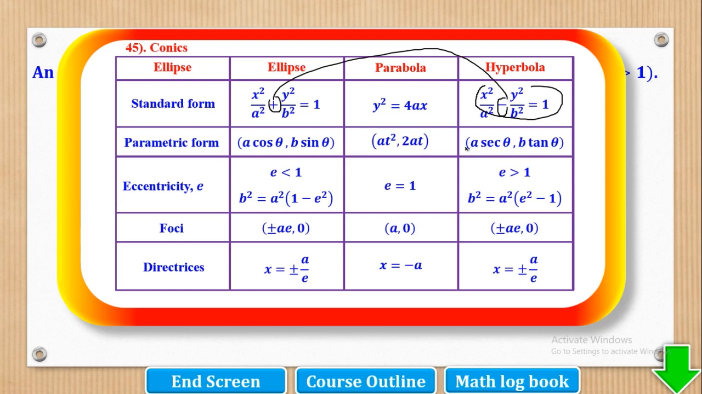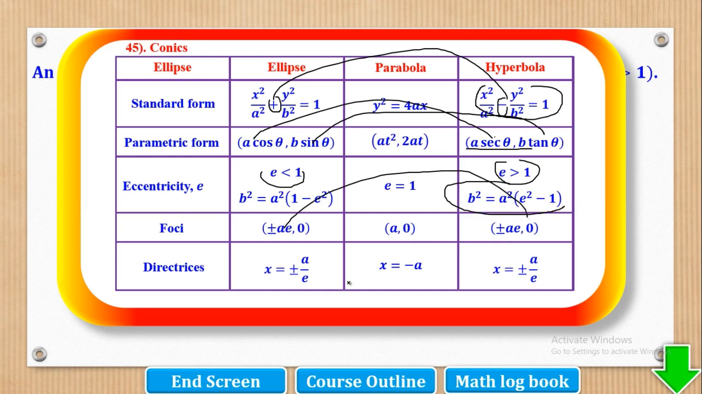Then the general point is here. Instead of cos we use sec, instead of sine we use tan. Then the eccentricity is greater than 1, whereas here it was less than 1. Then b squared, which was a squared times 1 minus e squared, is now a squared times e squared minus 1. So you need to know those differences. But the good thing is they allow you to go with your mathematical logbooks, so you can easily get them from there. Then the foci have the same formula. Directrix also has the same formula.